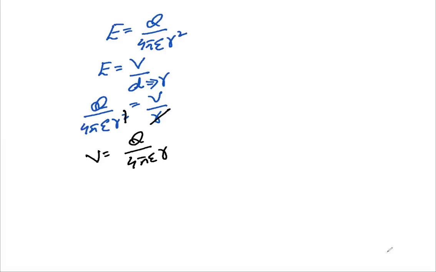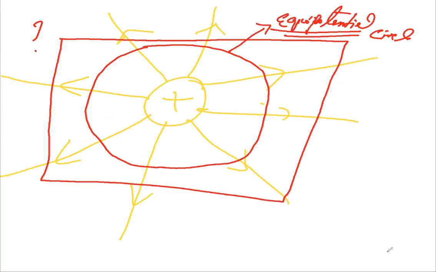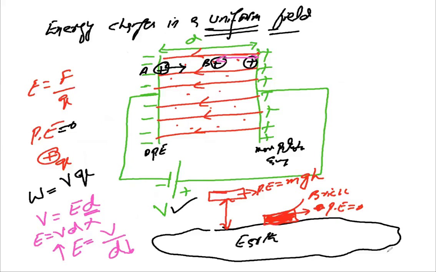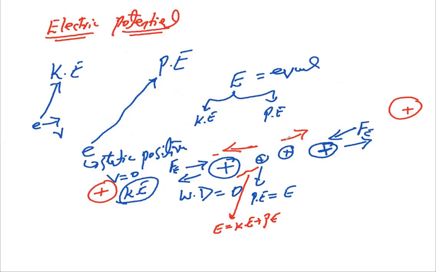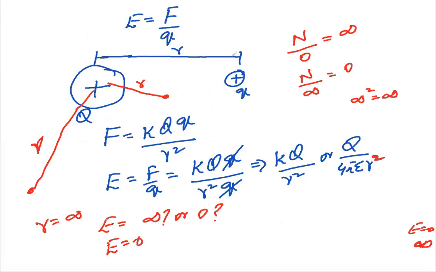Okay, V by R. Actually, R is not the radius. You must remember this, that R is not the radius. R is the distance between these two charges. You can use D over here, but you will put D square over here then.